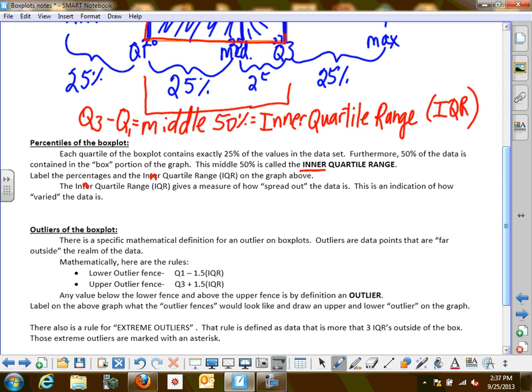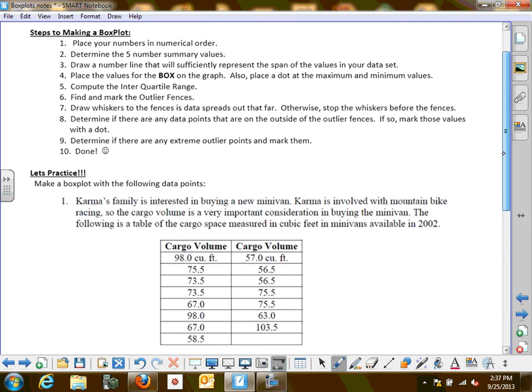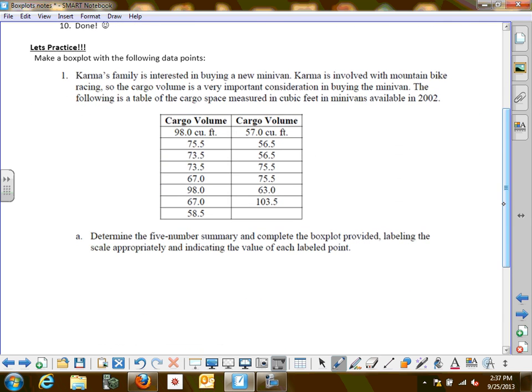To understand a box plot, we need to talk about the outliers. But I want to come back to this in just a second. I want you to turn your paper, and I want to start making a box plot. So here's your data. This has to do with the cargo volume of something. These are 15 numbers. They're not two separate sets of data. This is one complete set of data.